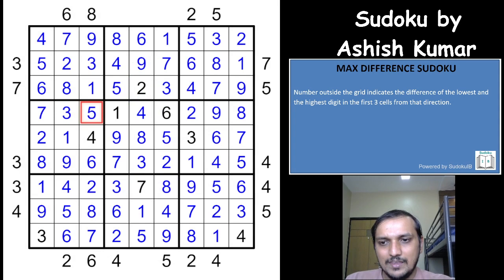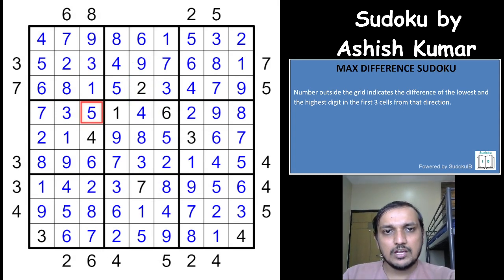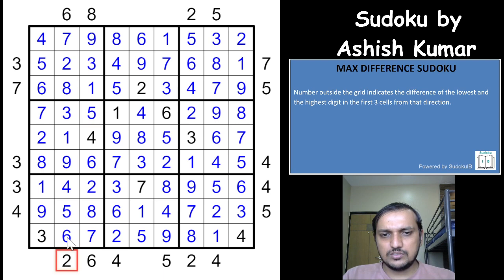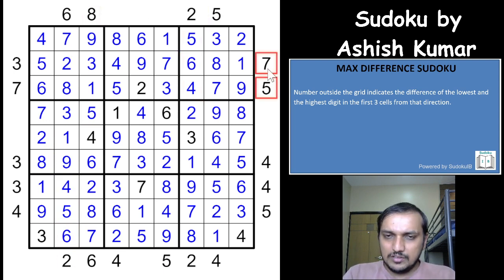Amazing. So with that we complete this amazing max difference Sudoku. I hope you enjoyed this Sudoku. So there were many tricks that you have to look out for. One, the most important, is the 2 trick. Whenever you have a 2, the 3 cells would have to be consecutive, and then you have to see for the bigger digits, because those have very minimum possibilities, and that way you could solve this Sudoku.